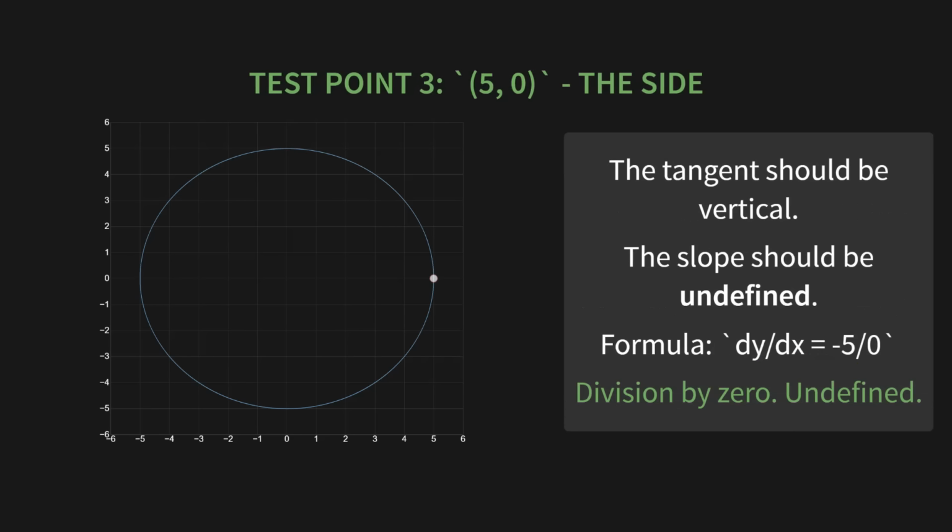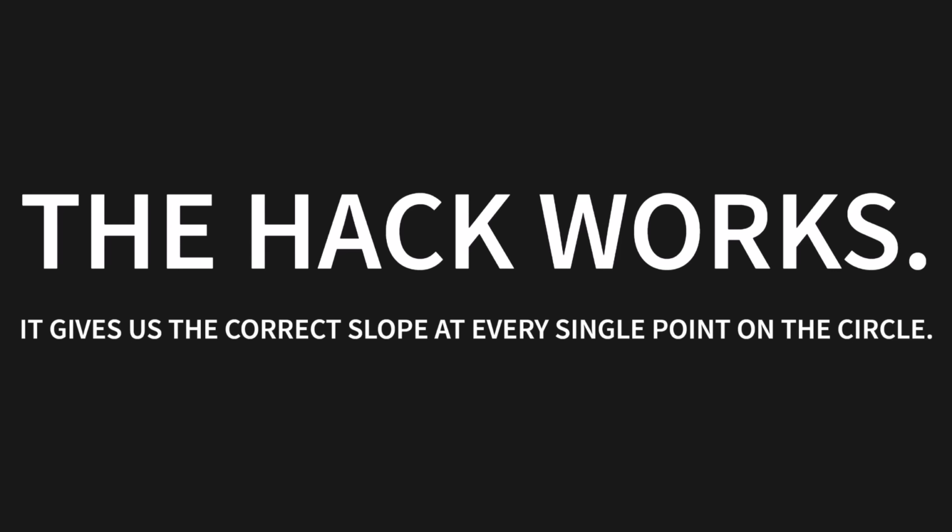Test point (5, 0). This is the far right side. The tangent there should be vertical. The slope should be undefined. Our formula gives us dy/dx equals negative 5 over 0. Division by 0. It's undefined. The hack works. It gives us the correct slope at every single point on the circle.